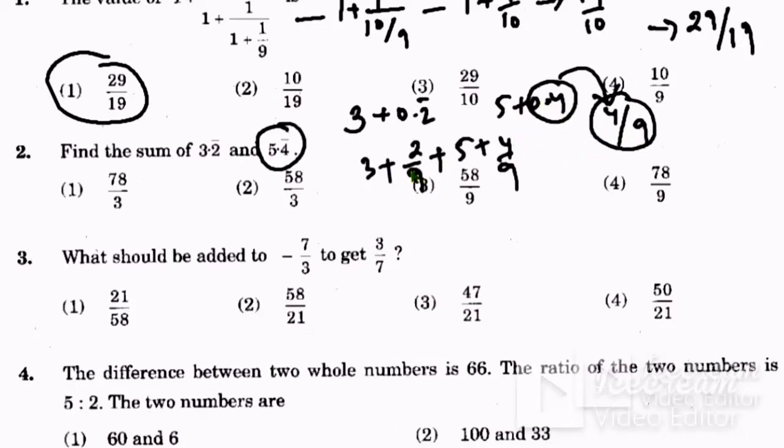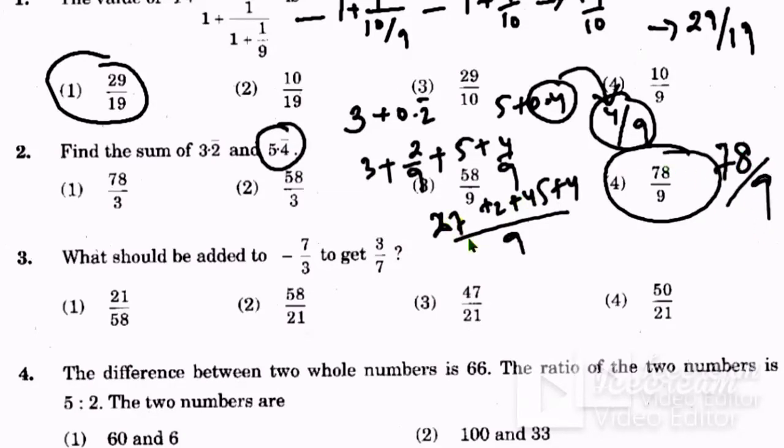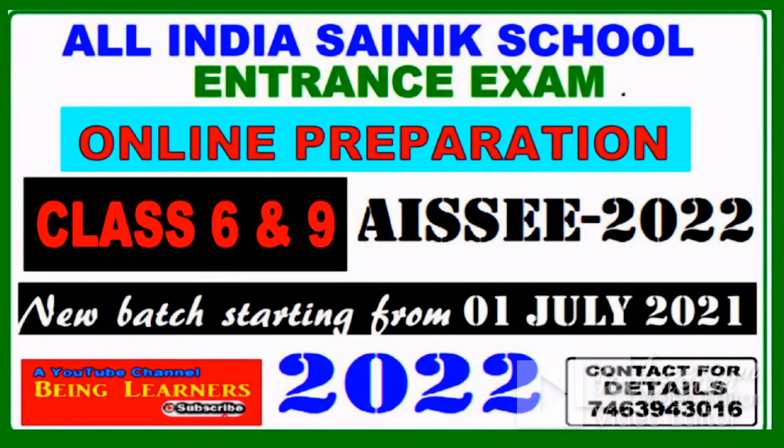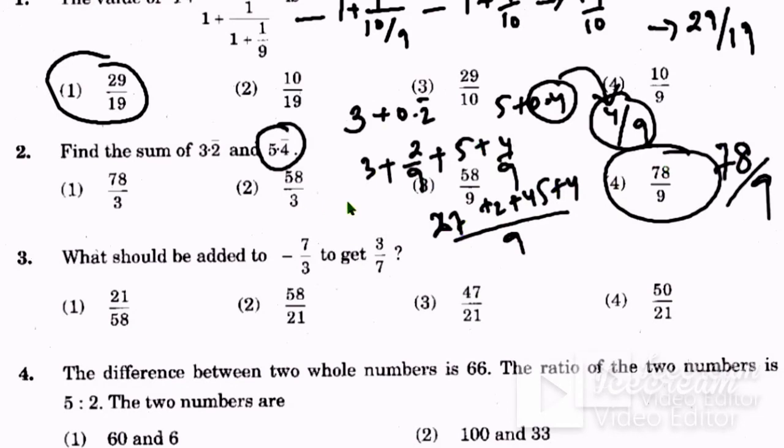Now you have to add all four. Directly you can take LCM 9. So 9 threes are 27, plus 2, plus 5 nines are 45 plus 4. If you add, 7 plus 2 is 9, plus 5 is 14, plus 4 is 18. Write 8, carry 1, 4 plus 1 is 5, plus 2 is 7. So 78 by 9. So 4 is your correct answer. I hope you are getting my points.